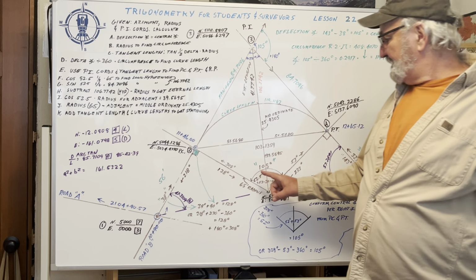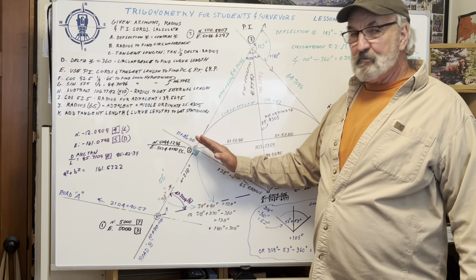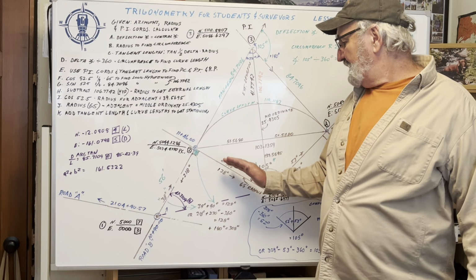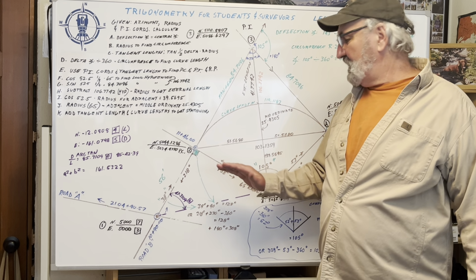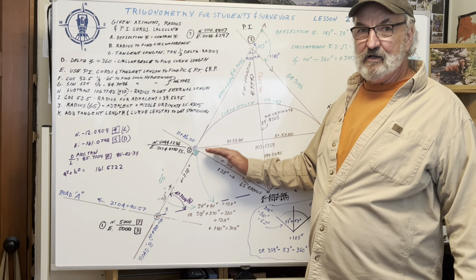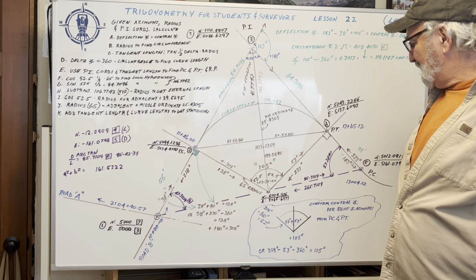Well, that came from 128 plus 180. That gives you your back bearing. Now, we're skipping through this a little bit. Those are all in the previous lessons. We saturated, inundated that with the previous lessons, so I don't want to keep repeating myself.